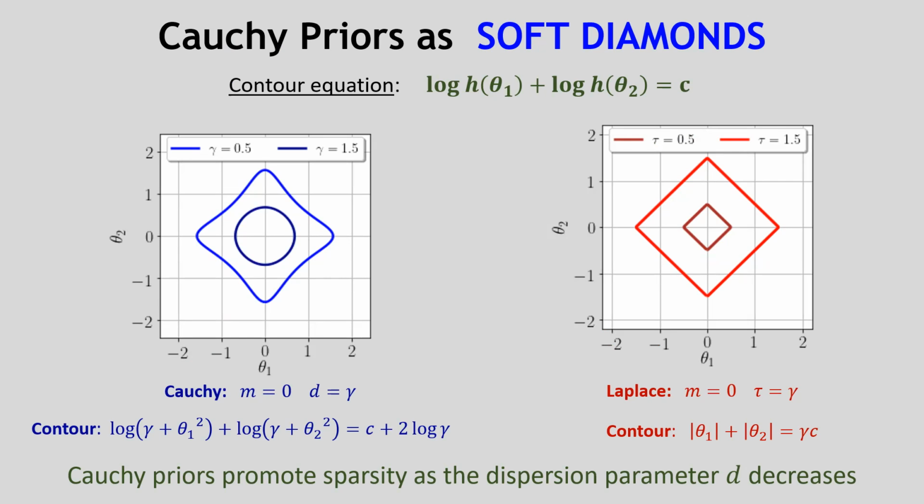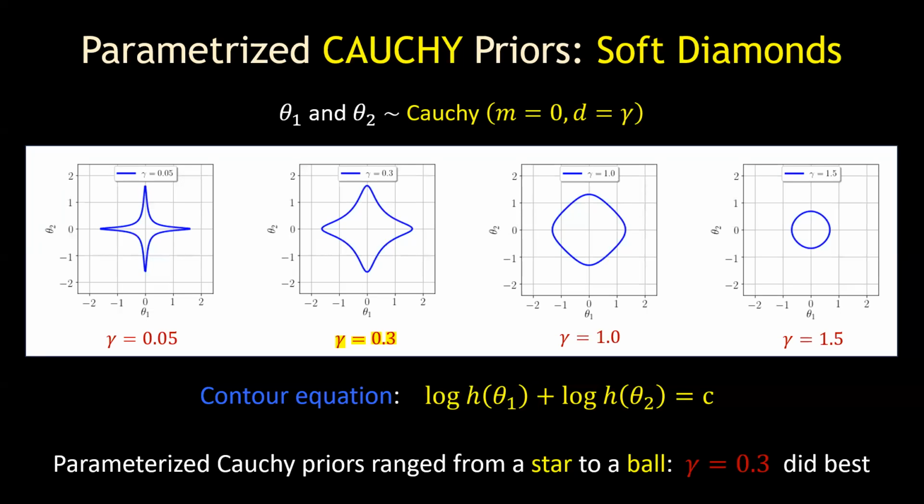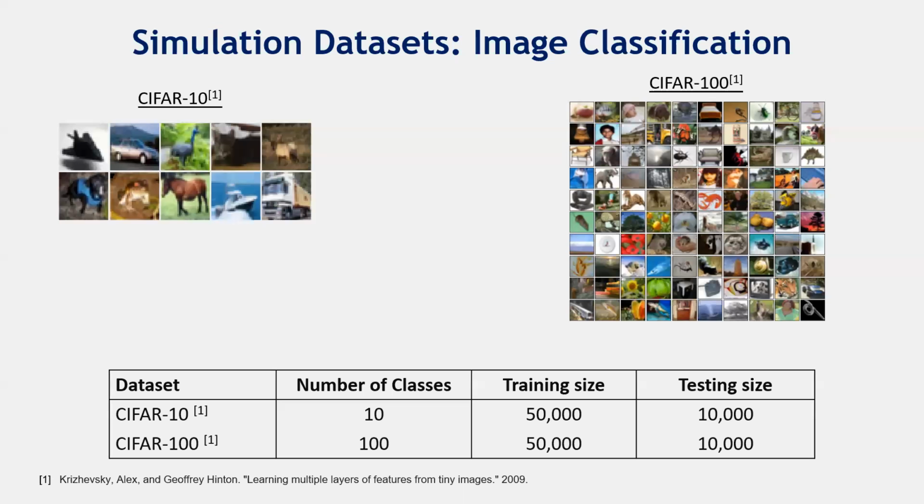So as we change D or dispersion, we get different kinds of diamonds. And we found that that affects the sparsity performance, and the best performance came from the Cauchy curve that had the soft diamond corresponding to dispersion 0.3. Let's just see the second curve in blue. Our two test sets are the two standard image test sets, CIFAR-10 on the left, CIFAR-100 on the right.